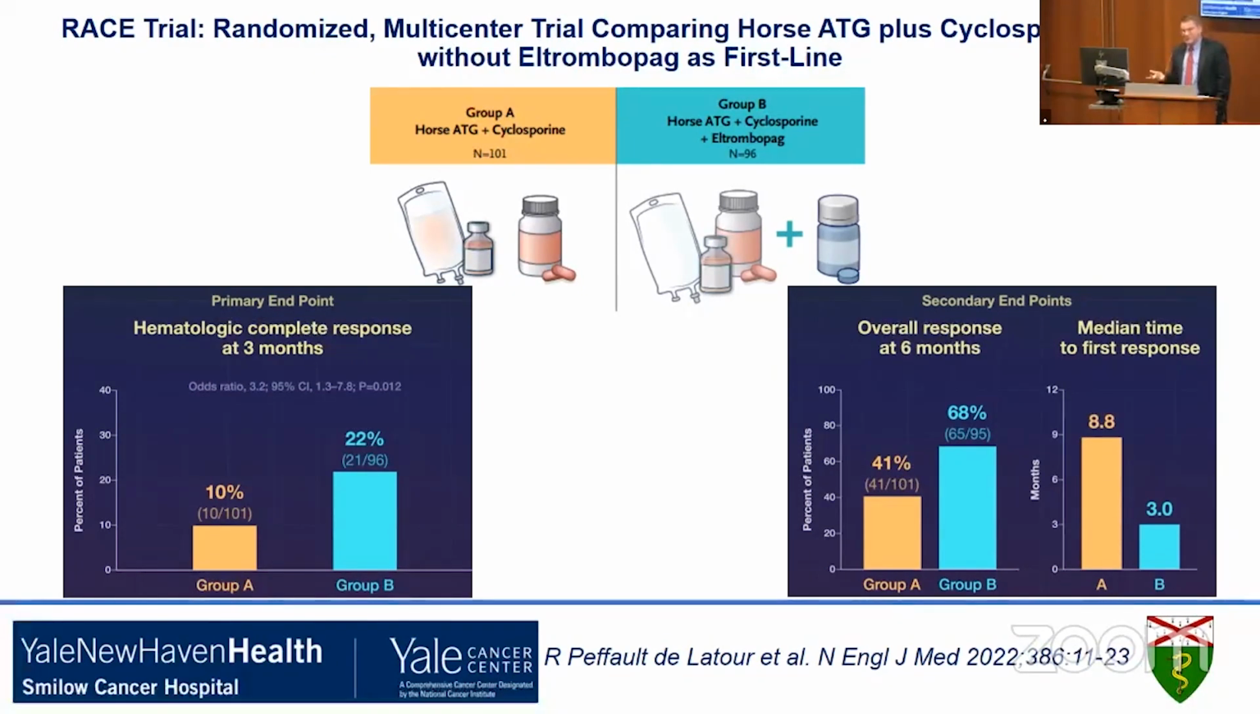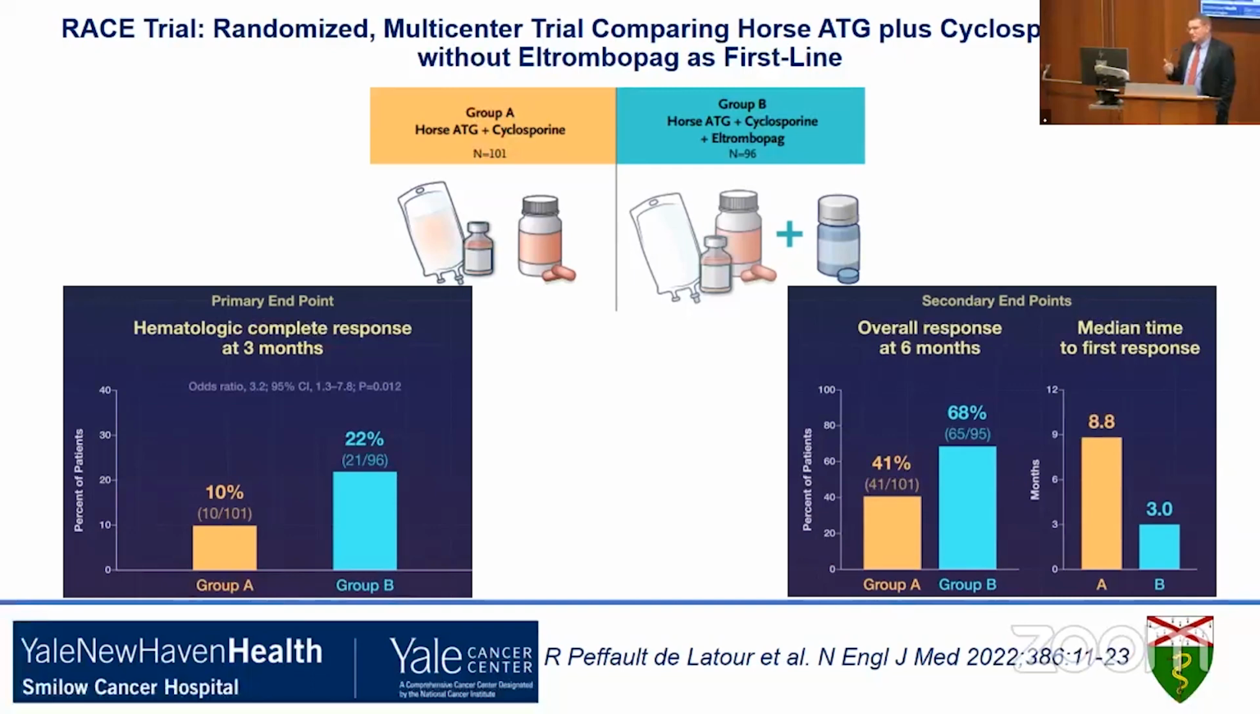So it pretty much confirmed the findings of the NIH study, which was published previously, and showed that at 3 months, the hematological complete response rate, when you have platelet count more than 100, absolute neutrophil count more than 1,000, and hemoglobin more than 10, was doubled in the group which received 3 drugs rather than 2 drugs, just immunosuppressive therapy.